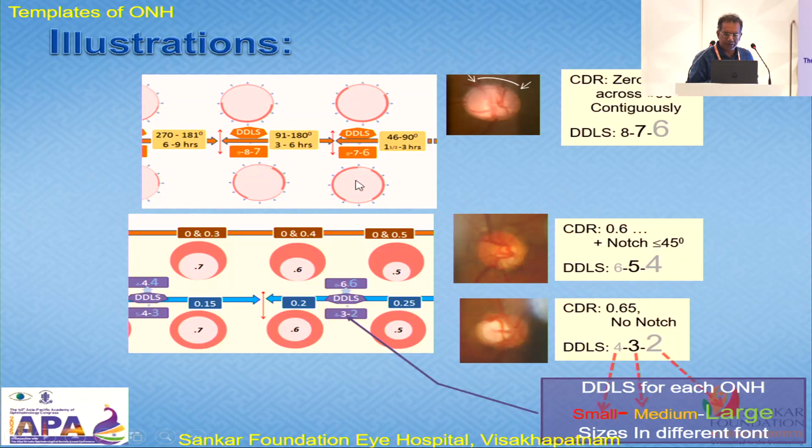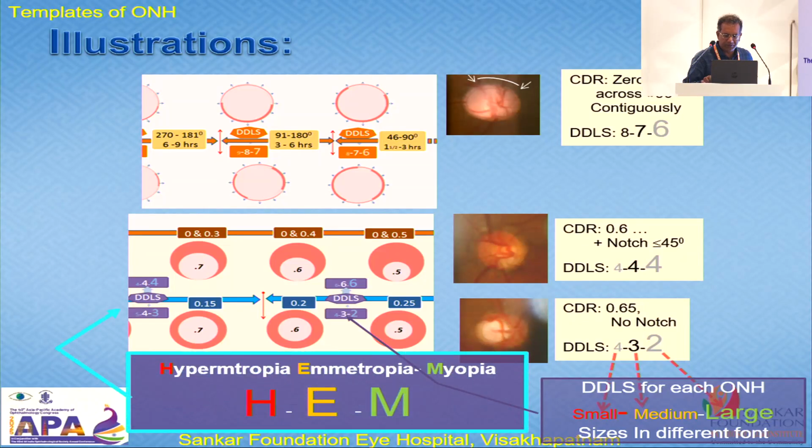So here, if it is myopia, if it is a small disc and this is the appearance, then we will read it as 4, and if it is a large disc, we will read the score as 2. And if it is within the normal accepted range, like not more than 3 diopters myopia or 3 diopters hypermetropia, then we can take the scale as 3. And similarly, we can do the corrections with respect to hypermetropia and emmetropia, hypermetropia or myopia.